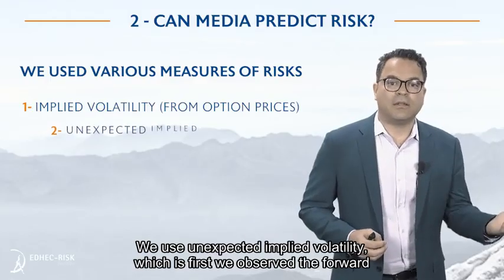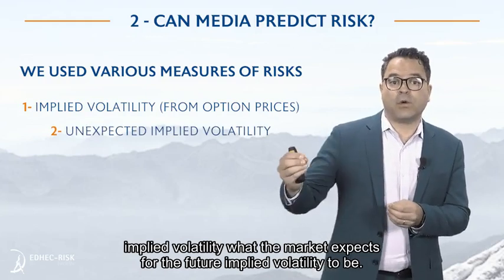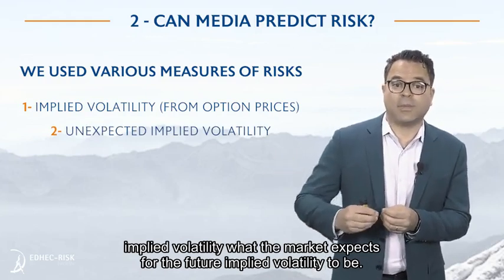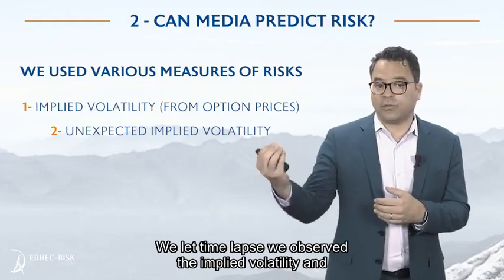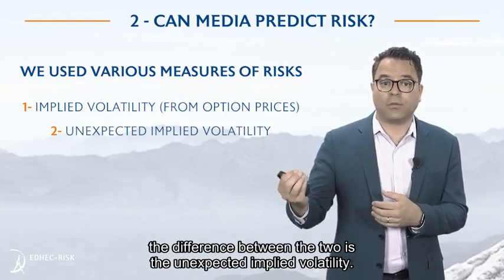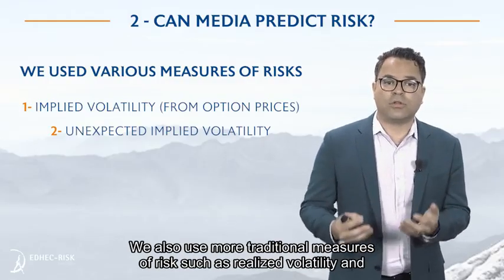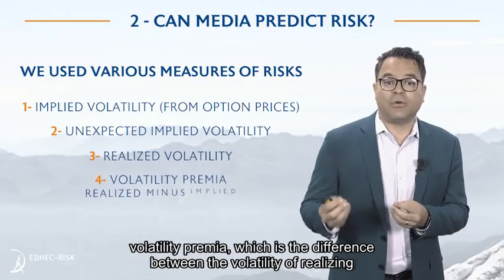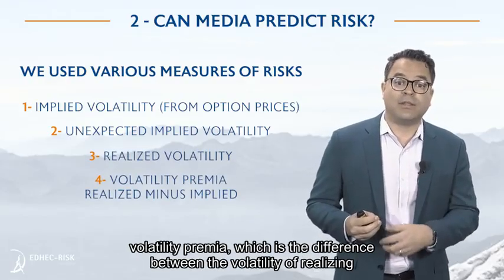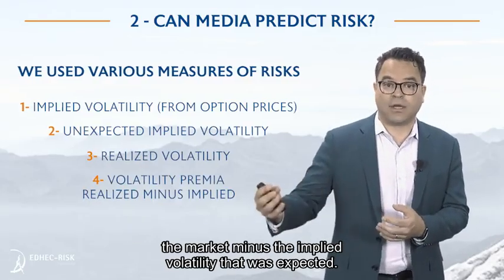We use unexpected implied volatility, which is, first, we observe the forward implied volatility, what the market expects the future implied volatility to be. We let time lapse, we observe the implied volatility, and the difference between the two is the unexpected implied volatility. We also use more traditional measures of risk, such as realized volatility and volatility premia, which is the volatility realized in the market minus the implied volatility that was expected.